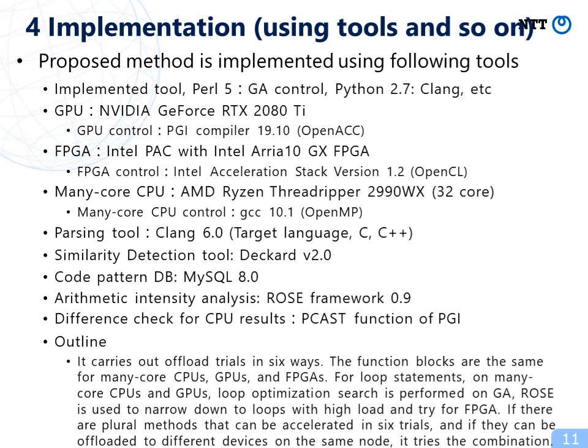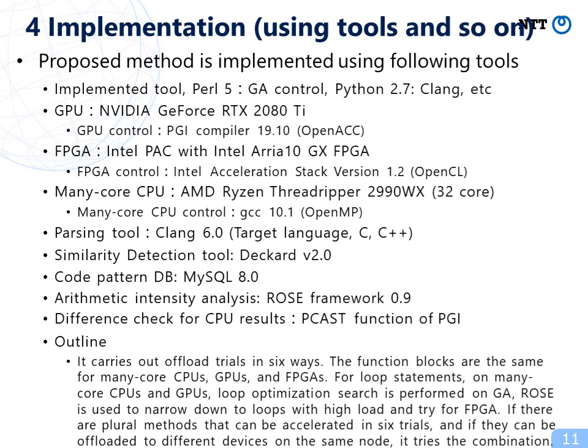4. Implementation. The proposed method is implemented using the following tools. Implementation tools are Perl and Python. For GPU, I use NVIDIA GeForce, and for GPU control, the PGI compiler is used. For FPGA, Intel PAC with Intel Arria 10 GX FPGA is used, and for FPGA control I use Intel Acceleration Stack version 1.2. For many core CPU, I use AMD Ryzen 3 Threadripper, and for many core CPU control, I use GCC 10.1. For the parsing tool, Clang is used, and for the similarity detection tool, I use Deckard.